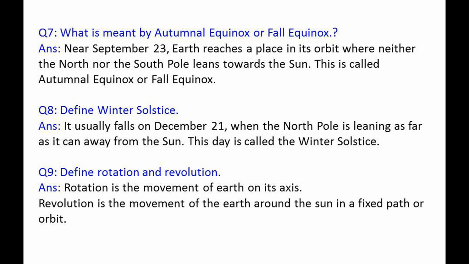Question 9. Define rotation and revolution. Answer. Rotation is the movement of Earth on its axis. Revolution is the movement of the Earth around the Sun in a fixed path or orbit.